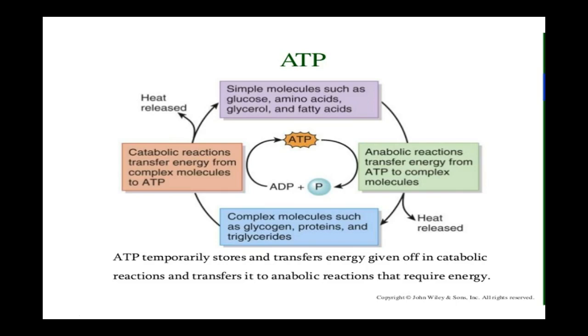So you have this kind of good graphic, cyclically, about anabolism and catabolism. What you have is anabolic reactions, transfer of energy of ATP to complex molecules, heat's released, then complex molecules onto catabolic reactions, breaking them down, energy is released, and ATP is made in the whole thing. It's temporary stores and transfers energy. It doesn't play favorites. It's the transfer of energy wherever it's needed, whether catabolic or anabolic.